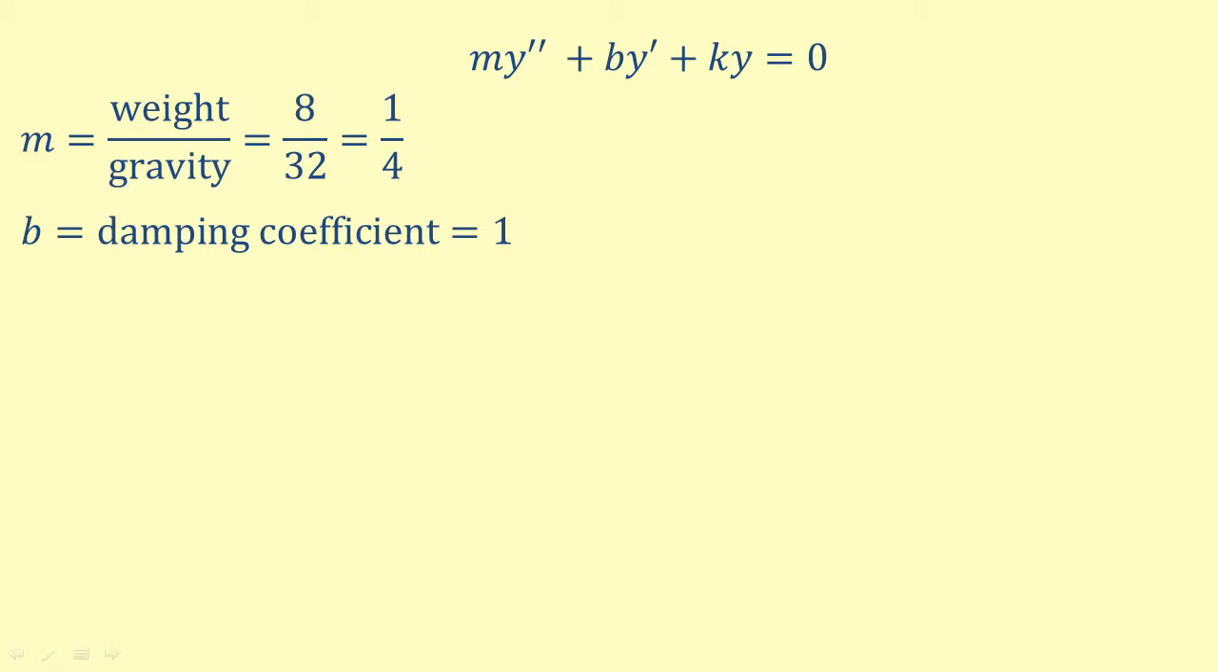B is the damping coefficient. It describes how fast the system is damped and is related to physical phenomena such as friction. In this problem, it's equal to 1.